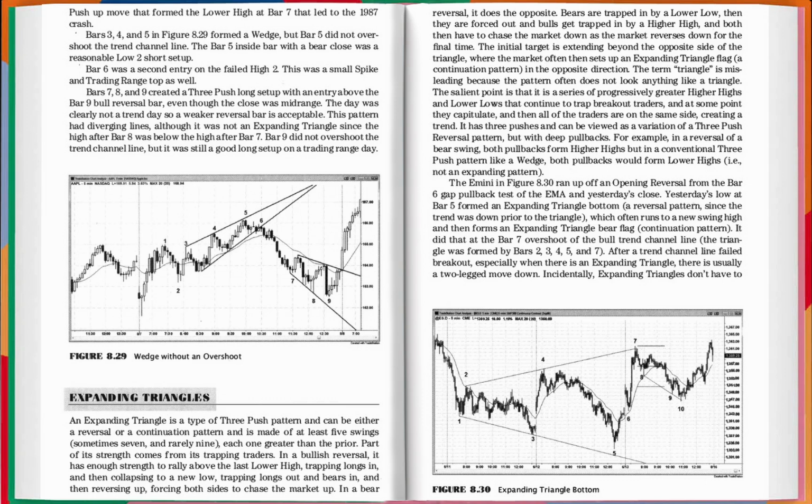Expanding triangles. An expanding triangle is a type of 3-push pattern and can be either a reversal or a continuation pattern and is made of at least 5 swings, sometimes 7, and rarely 9, each one greater than the prior. Part of its strength comes from its trapping traders. In a bullish reversal, it has enough strength to rally above the last lower high, trapping longs in, and then collapsing to a new low, trapping longs out and bears in, and then reversing up, forcing both sides to chase the market up. In a bear reversal, it does the opposite.